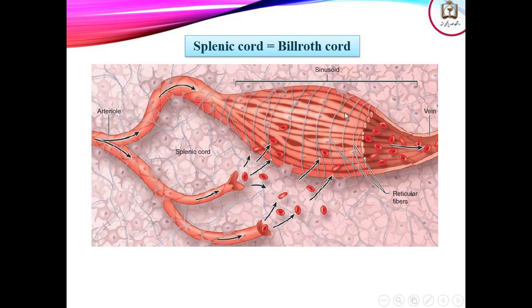As I said, that part of the red pulp next to the sinusoid is the splenic cord or cord of Billroth. Here is the cord of Billroth or splenic cord, containing B lymphocytes, T lymphocytes, macrophages. Different kinds of cells are found in the cords.